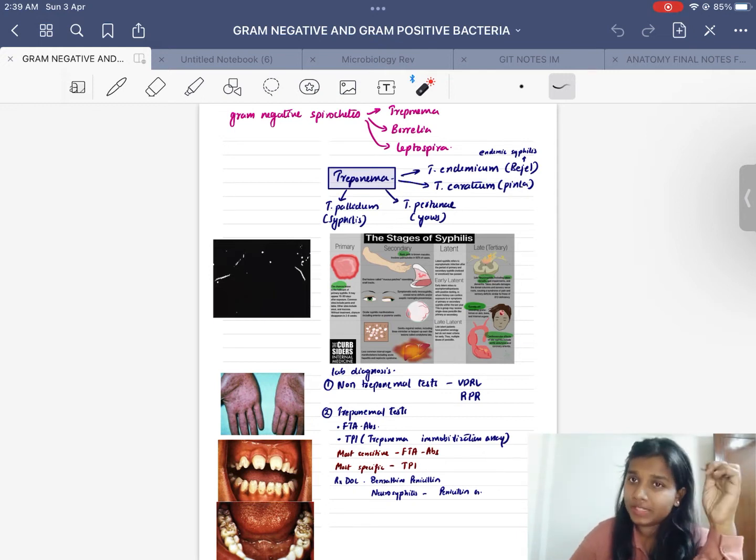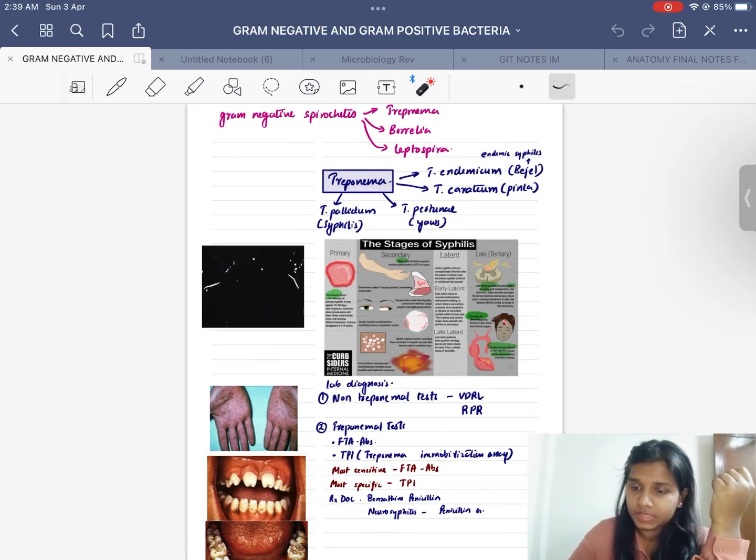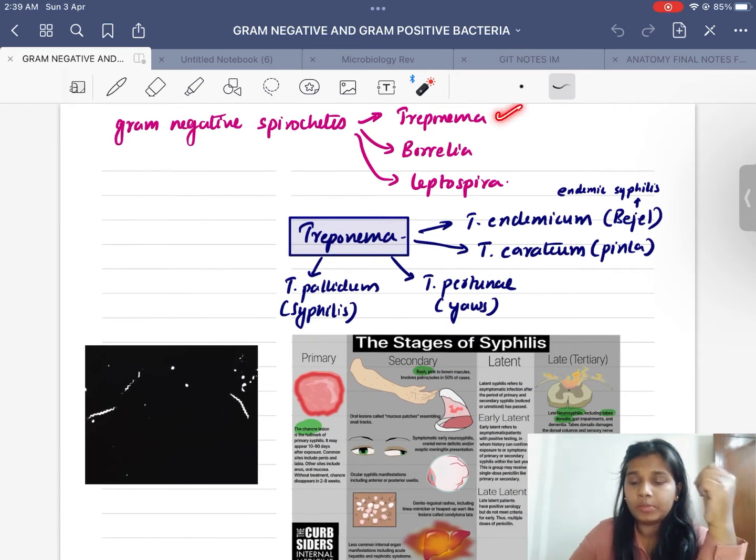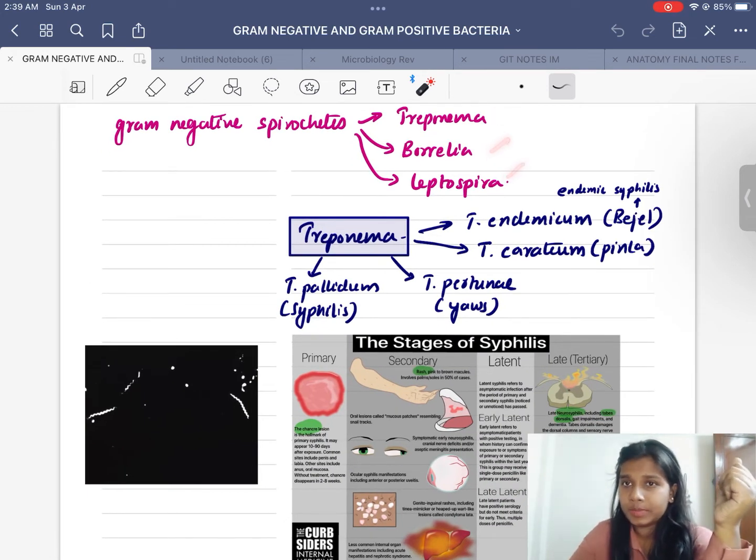After that, you have gram-negative spirochetes. Now spirochetes are basically spiral shaped gram-negative organisms, right? So you have three: Treponema, Borrelia, and Leptospira. For Treponema, you have to remember that there are 4 types mainly, which you have to study about. One is Treponema pallidum, which causes syphilis. Then you have Treponema pertenue, carateum, and endemicum.